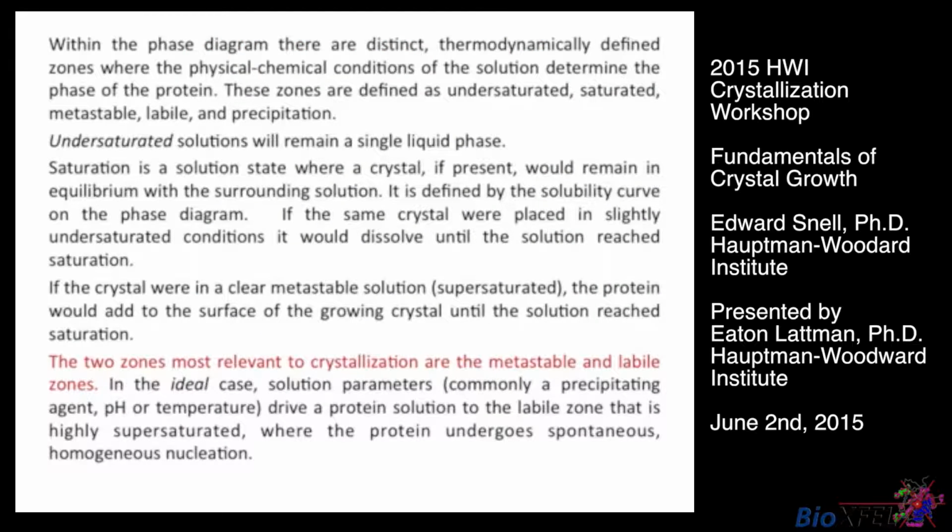So this is a kind of written summary that's a little dense, but let's look at it for a minute. There are distinct thermodynamically defined zones where the conditions determine the phase of protein: undersaturated, saturated, metastable, labile, and precipitation. And again, I think we should skip here to the two most relevant zones of crystallization, metastable and labile. You drive a protein to the labile zone that is highly supersaturated, where the protein undergoes spontaneous homogeneous nucleation. Homogeneous nucleation means it nucleates itself.